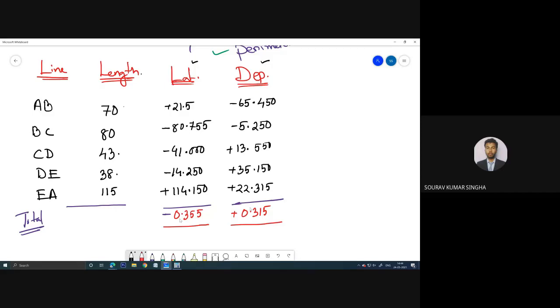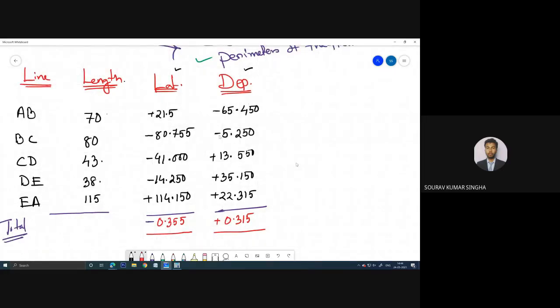Okay, now you just make columns here. You can make a column beside this. So the correction, you can write here correction. What is the correction required for this latitude and for departure? Now it depends on the method. Remember, this correction value, whatever you need to write over here, it depends on the method of the correction or the balance traversing.